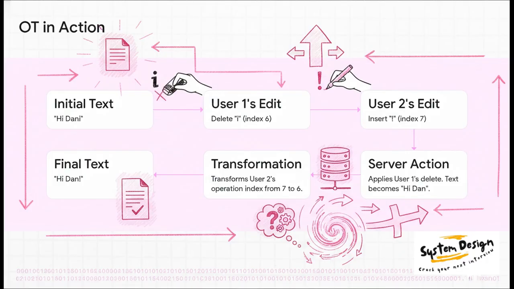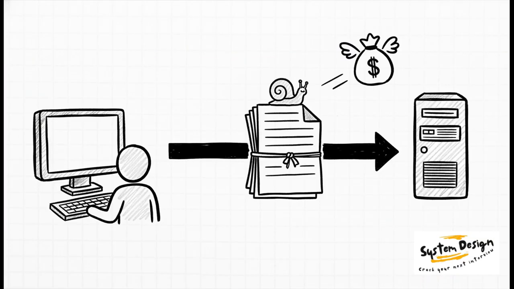But OT's smarter. It sees your operation came first, and it transforms my operation on the fly. It says, the document is shorter now, so what they really meant was index 6. And boom, the final text becomes "Hi Dan!", which is exactly what we both intended. It's incredible. Now this leads to a huge efficiency gain.